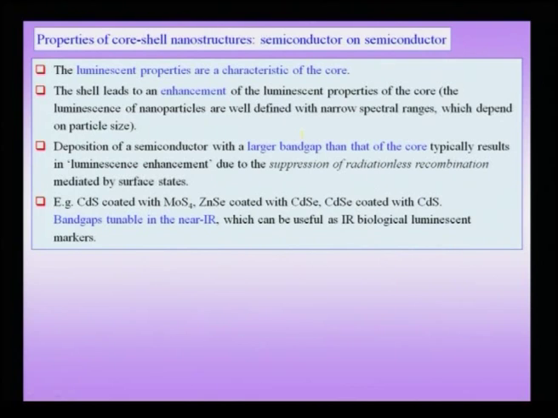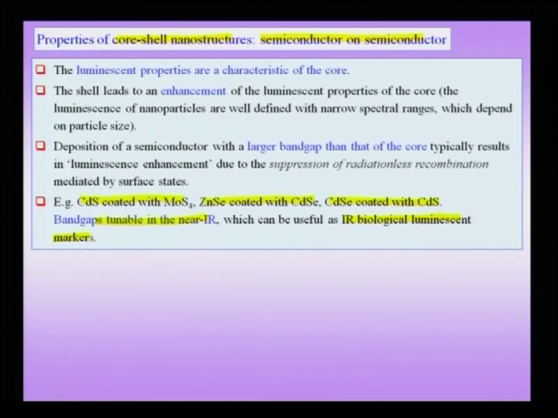visible region. The dramatic effect can be seen in what we might call the core shell nanostructures, wherein there is one semiconductor as the core, another semiconductor as the shell. Some examples of these are cadmium sulfide coated with MoS4, zinc selenide coated with CdSe, CdSe coated with CdS, and so on. And in this case, we notice that the band gaps are tunable near the IR, in which case they can be used as IR biological luminescent markers also.